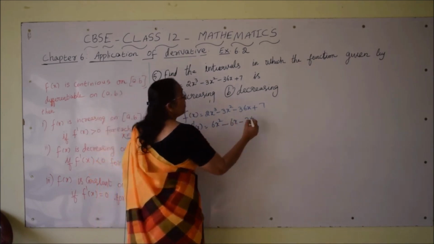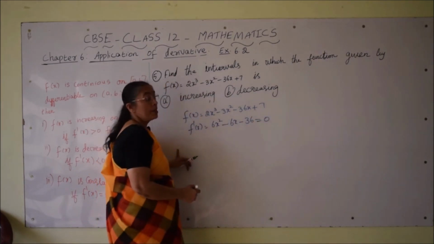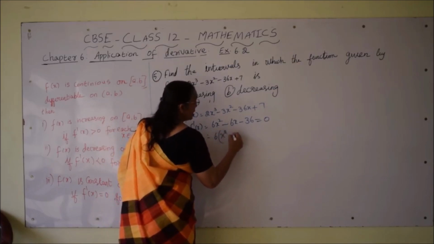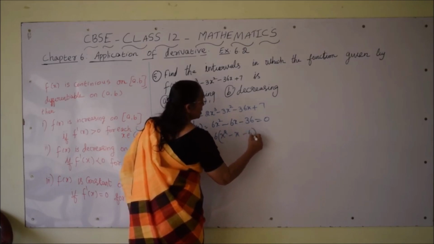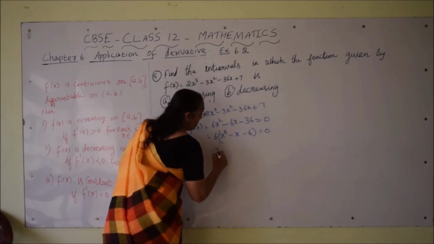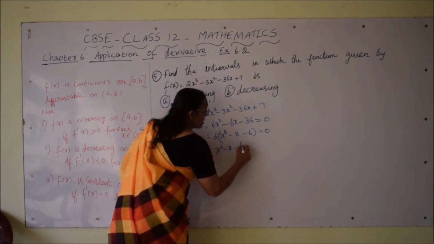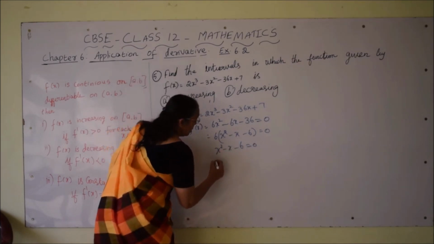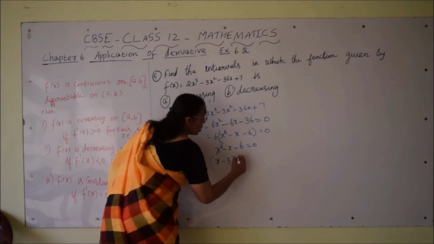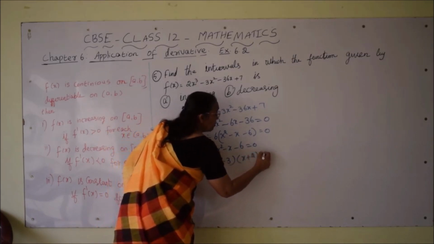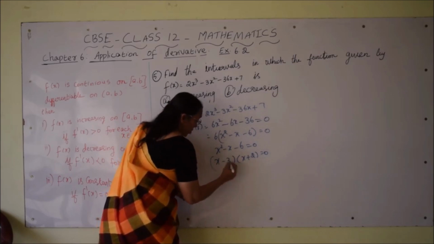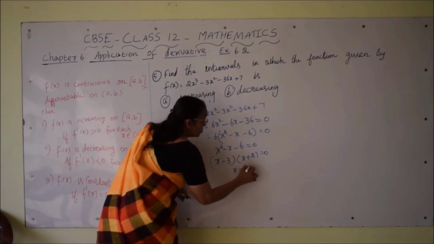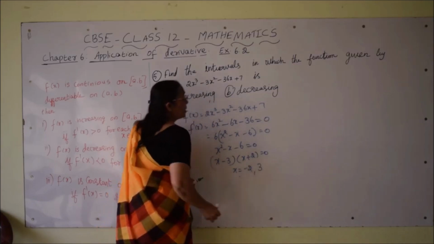To find the turning points, we have to equate this to 0. So we will get 6 taken outside: 6 times x square minus x minus 6 is equal to 0. 6 cannot be 0, so x square minus x minus 6 is equal to 0. Now by factorization we get x minus 3 times x plus 2 is equal to 0. So the two turning points are x is equal to minus 2 and x is equal to 3.